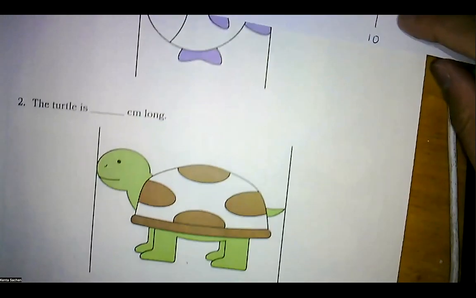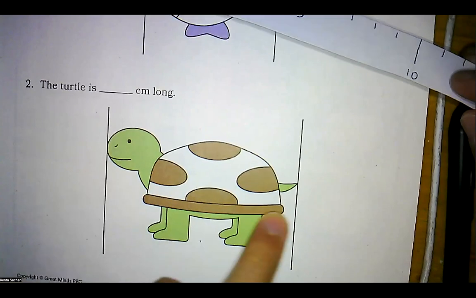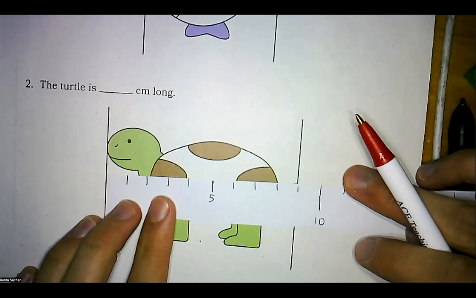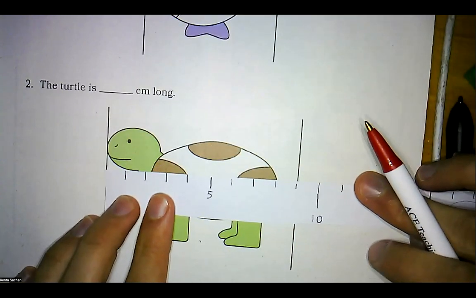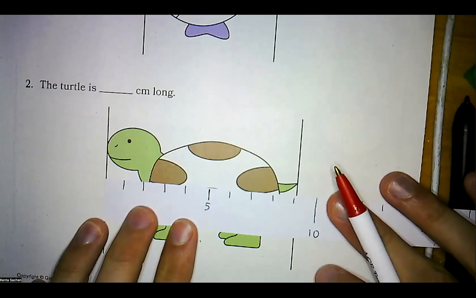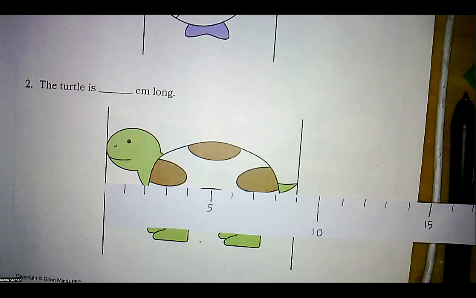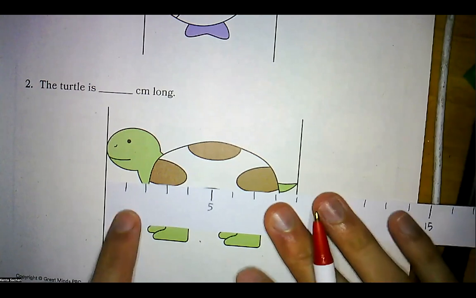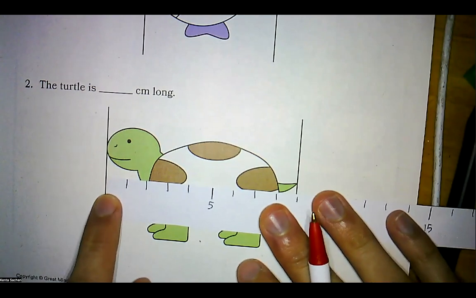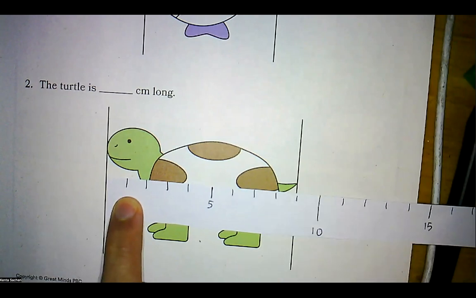Now let's move on to our turtle. Again, there are these black lines. Let's line up your ruler. And I want you to measure this. How many centimeters is the turtle? Okay, go ahead and measure it. And then when you have your answer, you can write it down here, and then we'll check our work together. Make sure that your ruler is flat against this black line.